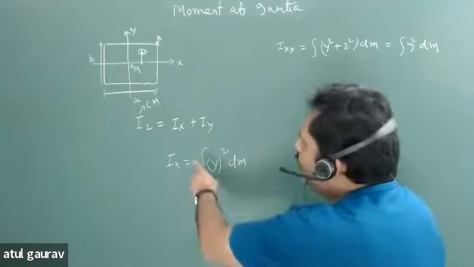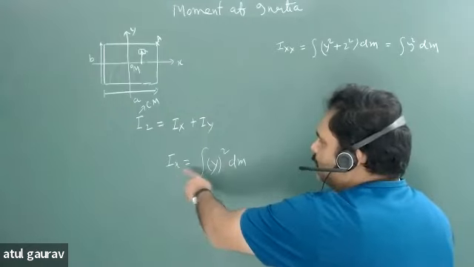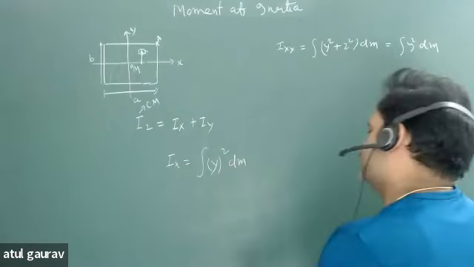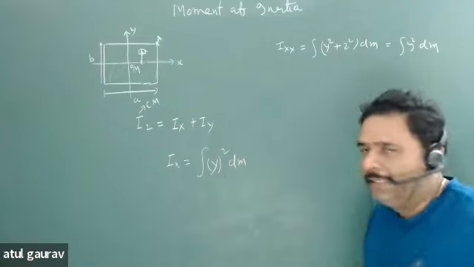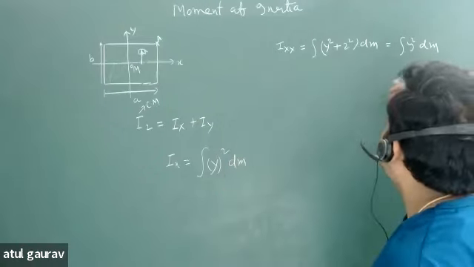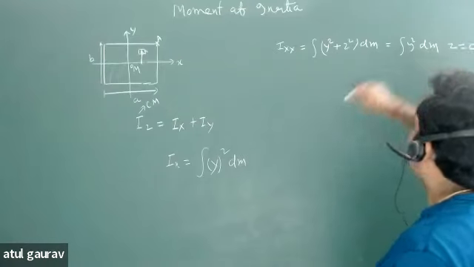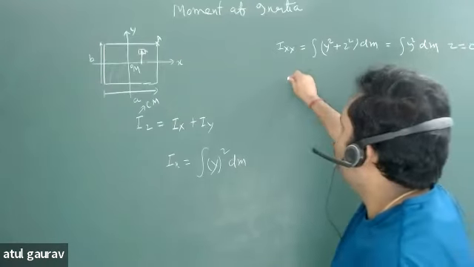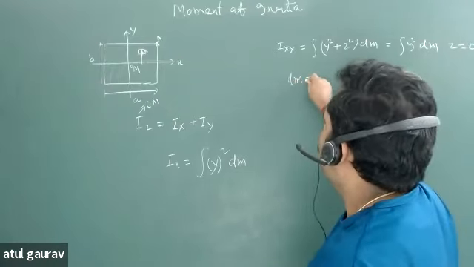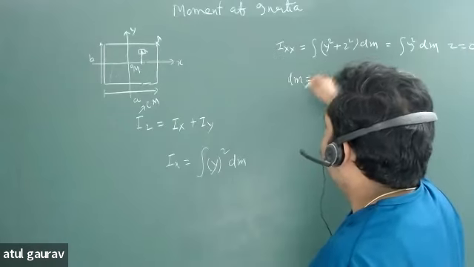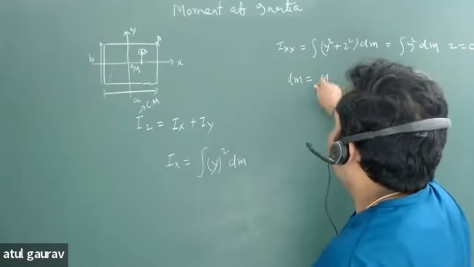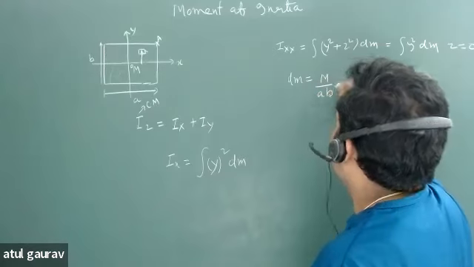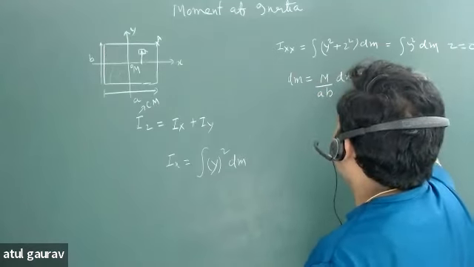Yes, sir. This is actually Ixx, which is Ix. Now, the next challenge is how you are going to write dm. Because here you can just put z equal to 0. So now what is your dm? Your dm is equal to M by AB dx into dy.